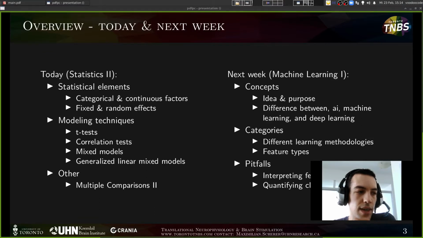And then I have a couple of demo cases where we can apply those concepts, and in the end we have a continuation for multiple comparisons, which we kind of briefly brushed last week. And next week is going to be Machine Learning 1, where we're going to talk about the idea of machine learning, what it's supposed to do, what it can do, what you can interpret from the results, how you can train your machine learning algorithms, and what to look out for.